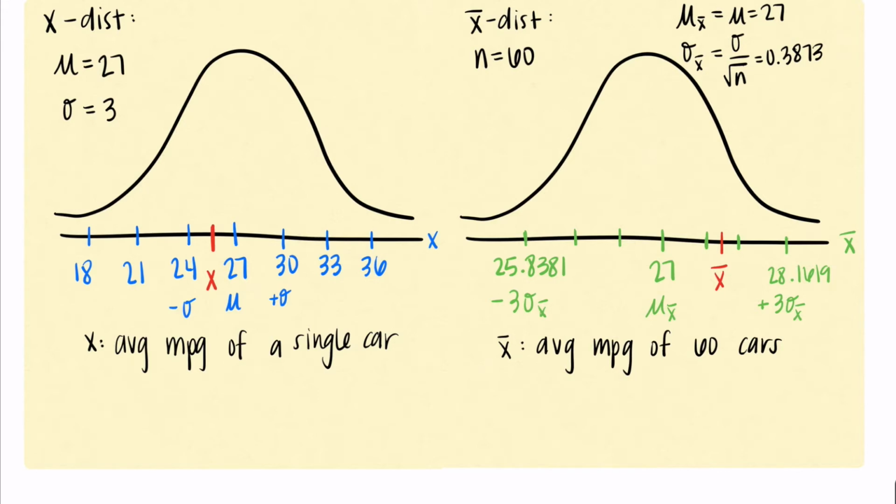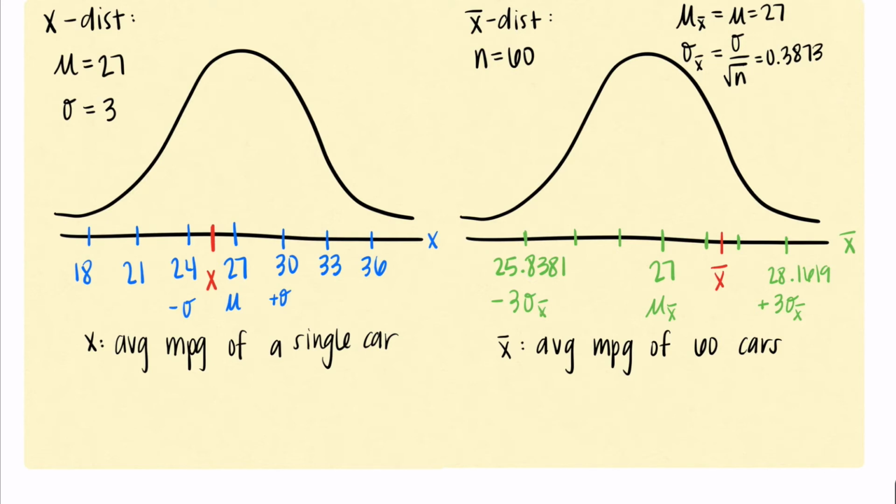Notice that the x-bar distribution has a lot less spread, or a smaller standard deviation. You can tell that by looking at the smallest and the largest values on the normal distributions. This makes sense because you would expect an average of 60 values to be a lot closer to your expected value than just one value at random, right? So it makes sense that there's a lot less spread in the x-bar distribution.